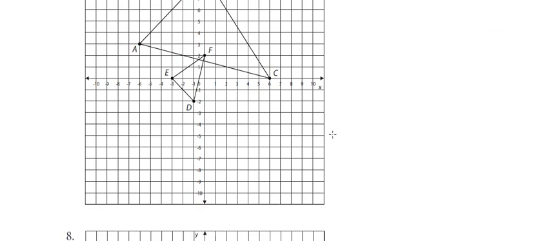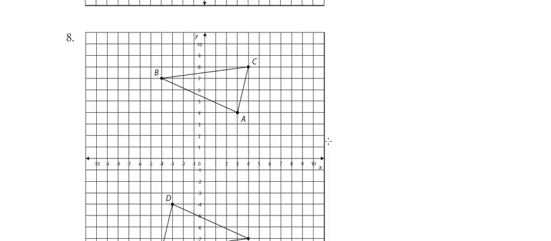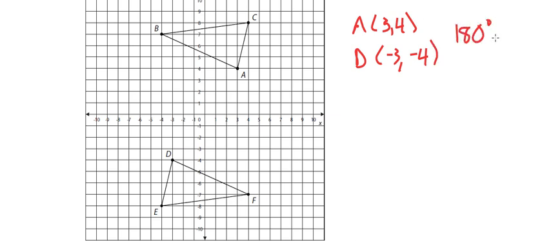For number 8, you again have a situation where when you test the side lengths, they're the same size. So to figure out what happens, take a point. A was at 3, 4. Well, A is going to become point D. Well, D is at -3, -4. So it looks like both of the signs just changed. So this might be a 180-degree rotation.